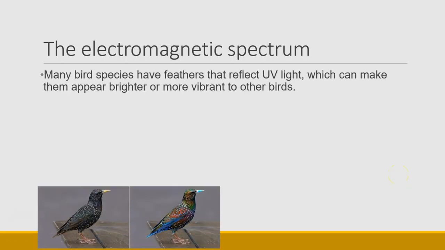Many bird species also have feathers that reflect UV light, and that makes them brighter or more vibrant to other birds. So we might see a bird like this, but this bird species sees its friends like this.